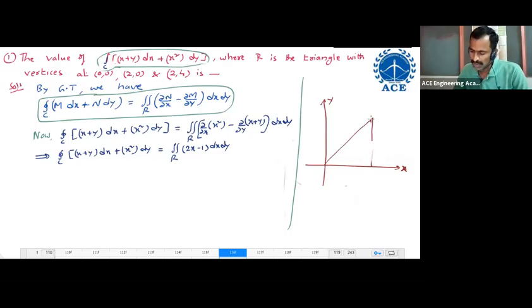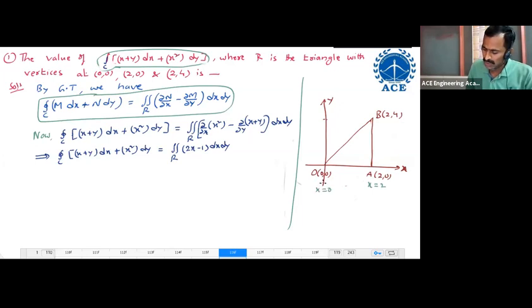Zero zero, A (2, 0), B (2, 4). This height is 4 only. This is a line at x equal to 2 only.